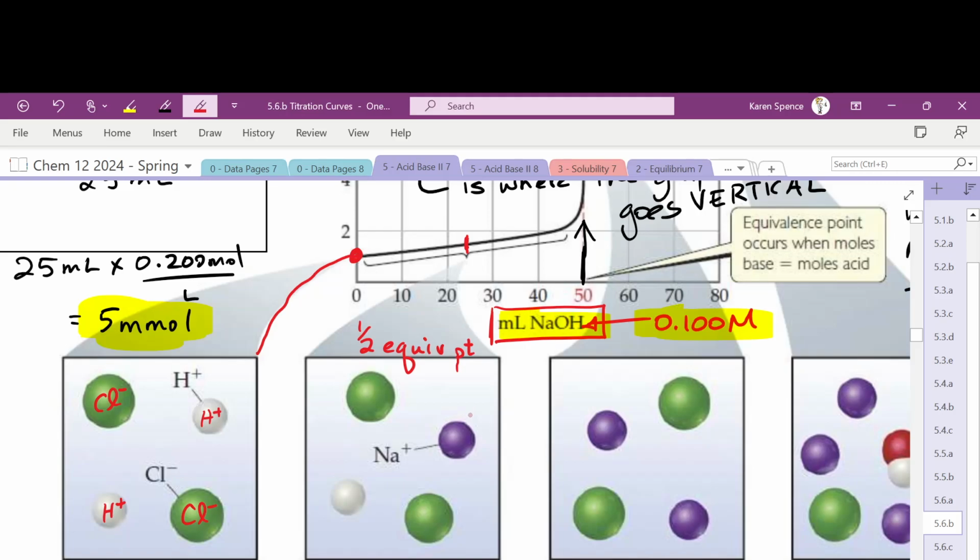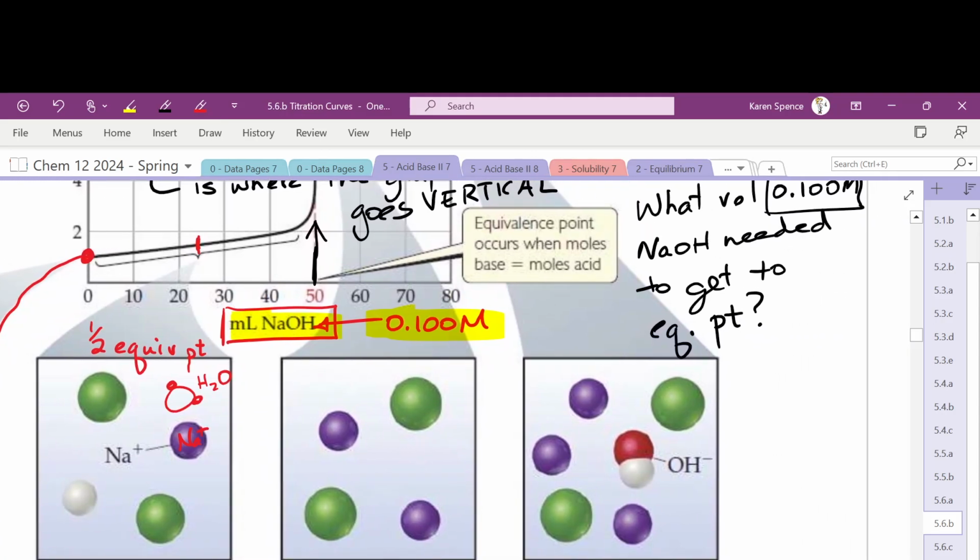Half of the acid is gone because we end up with an extra H2O. And the Na is floating around because it came with the hydroxide, right? Now, once we have complete neutralization, we will have two H2Os.